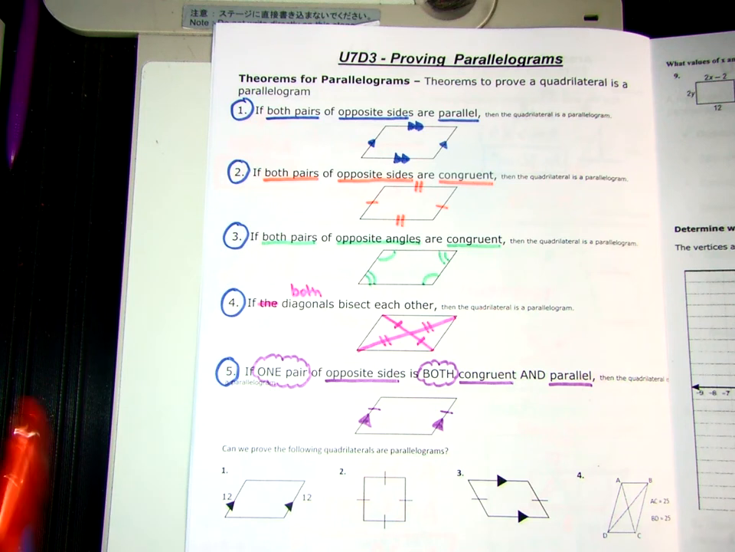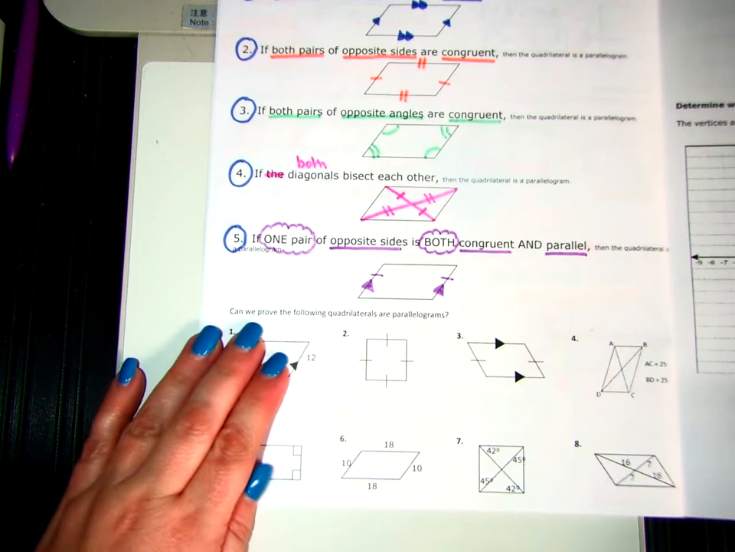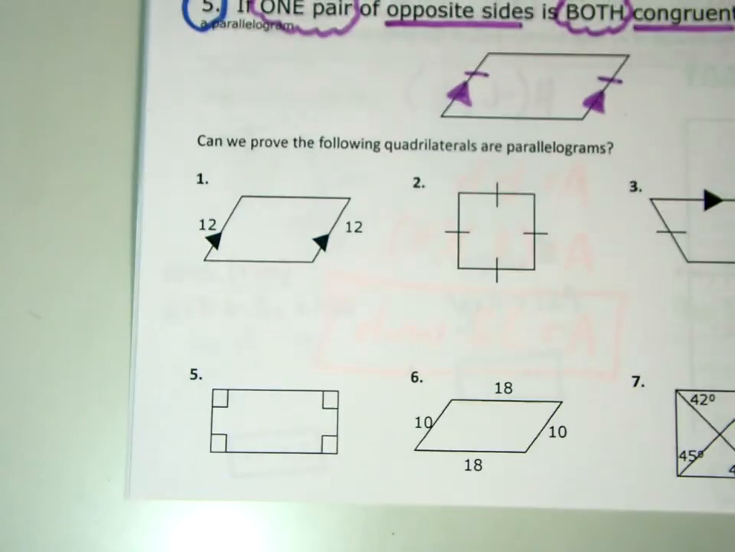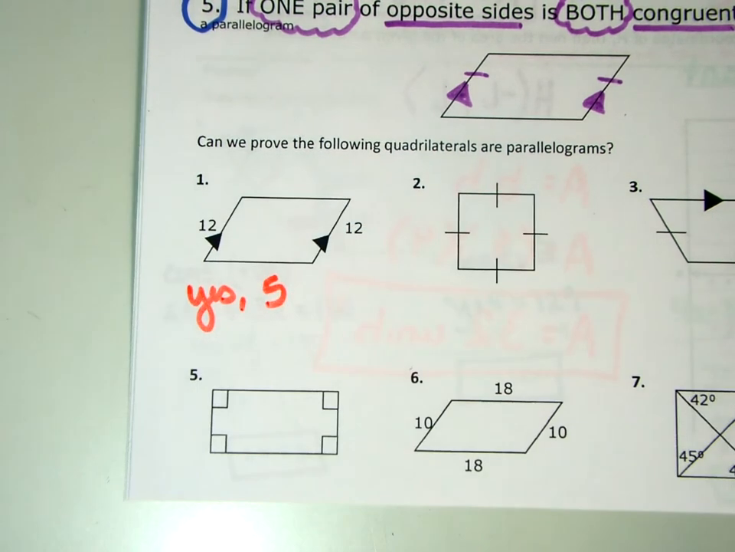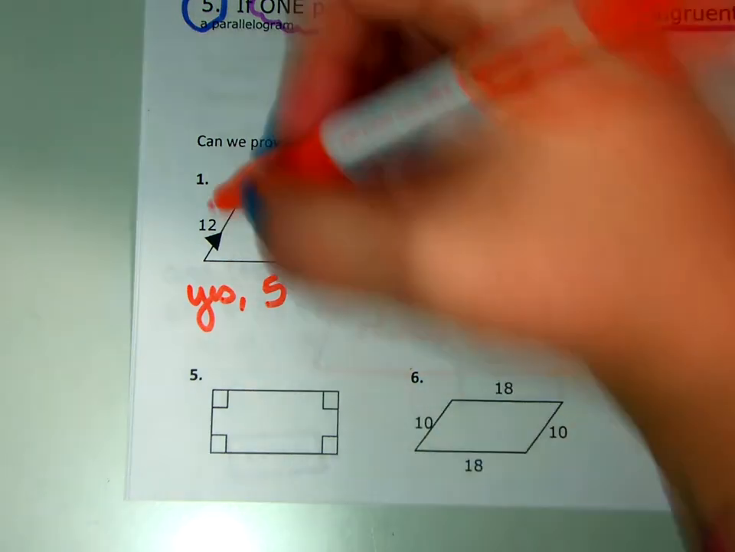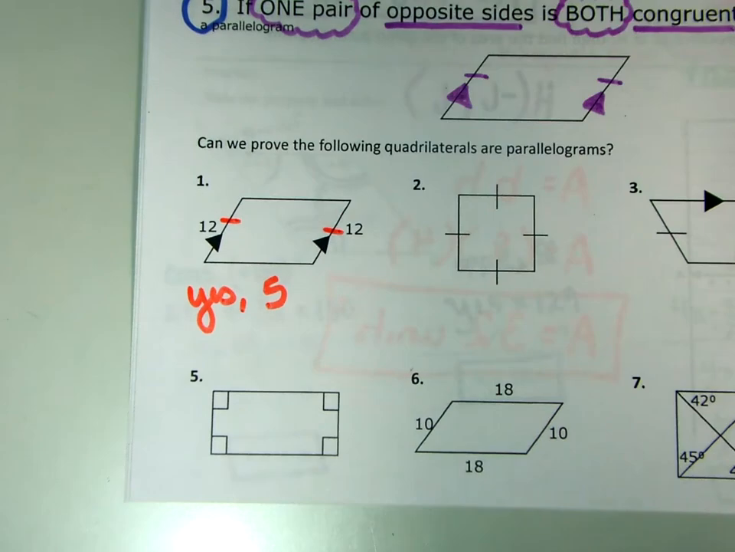All right, so we want to prove, can we prove that the following quadrilaterals are parallelograms? I'm going to zoom in because y'all can still see the 5. We want to say which theorem we're using if we say yes. So number 1, can I prove that that's a parallelogram? Yes. By which theorem? 5. By 5. Because 5 says opposite sides are parallel, which we can see, it's marked for me. And opposite sides are congruent. It's not marked that they're congruent, but it's marked that they're both 12, so they have equal measures. And the definition of congruent is equal measures. So they are congruent.